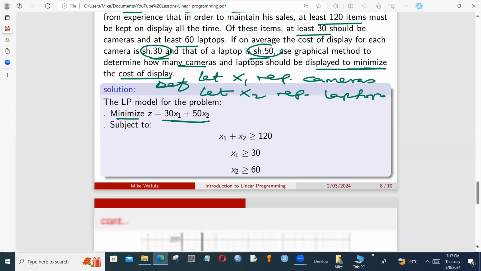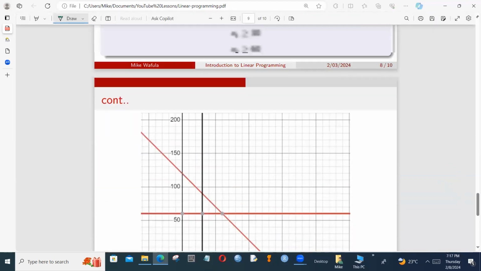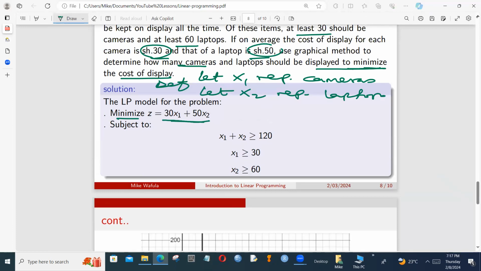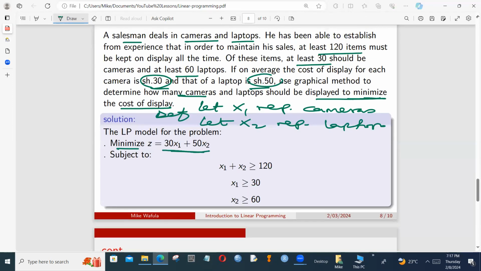And this is only achieved subject to some constraints. The first constraint has to do with the total number of laptops and cameras on display. In total it should be at least 120. So the minimum should be 120. That's why you have that particular constraint. And then we have the other constraints on individual items. Like we have at least 30 should be cameras, so x1 should be greater or equal to 30. Again, at least 60 should be laptops, so x2 should be greater or equal to 60.